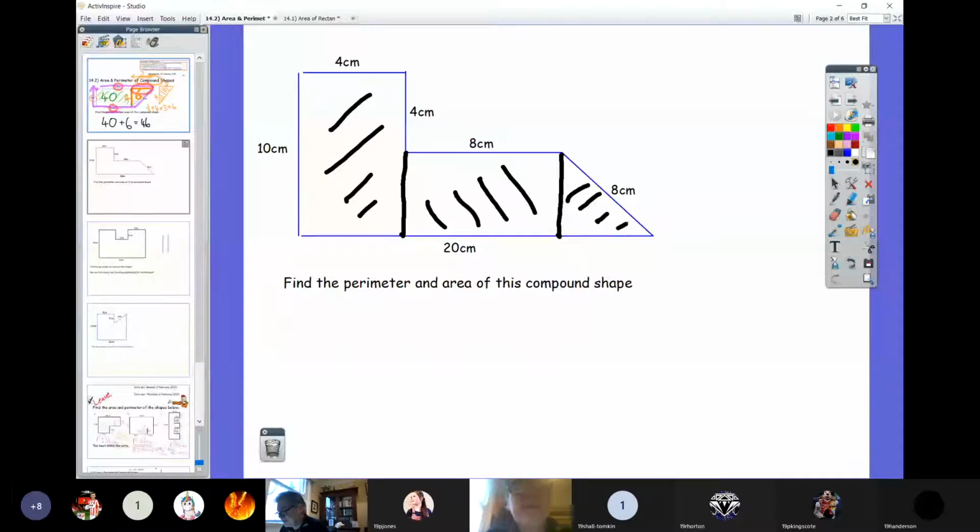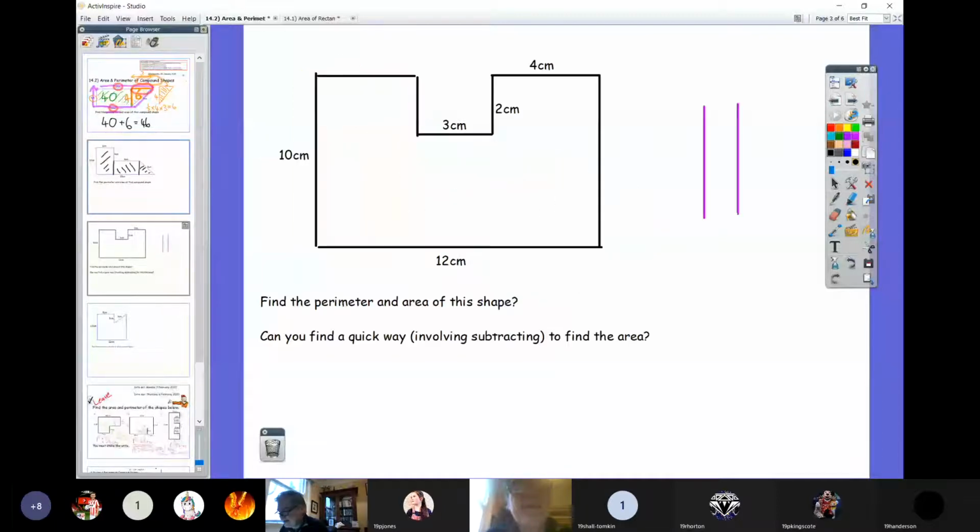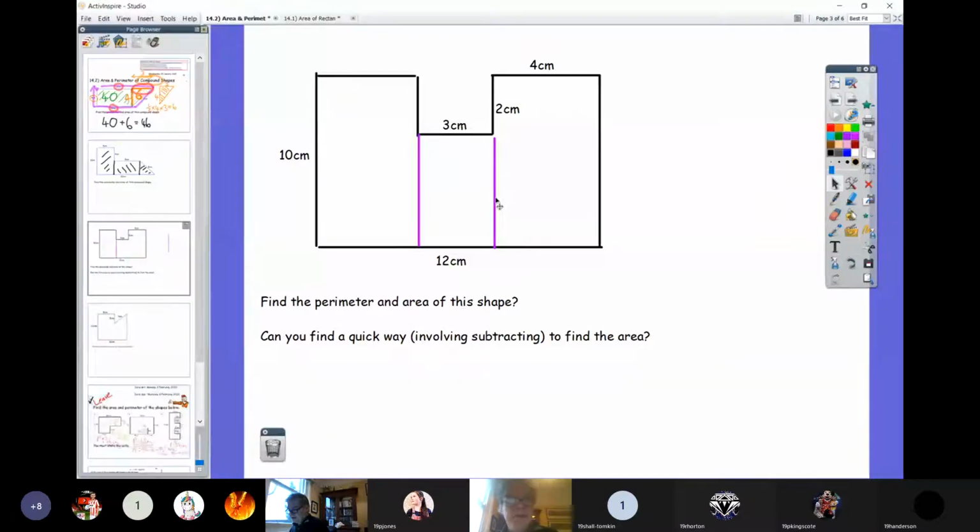Next one. Now, this one here, that's just coming through, you could decide to break it down into three rectangles, and that would be absolutely fine. You could pop those lines in there and work out the area of those three rectangles. So that's fine. You're very welcome to do that.